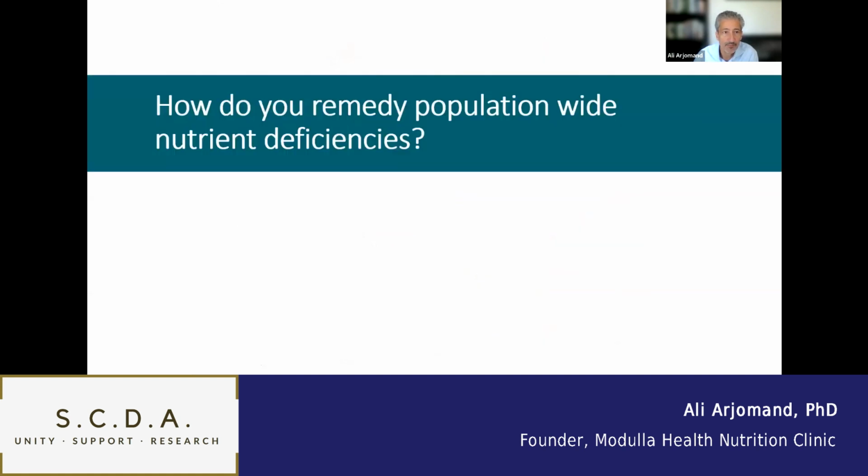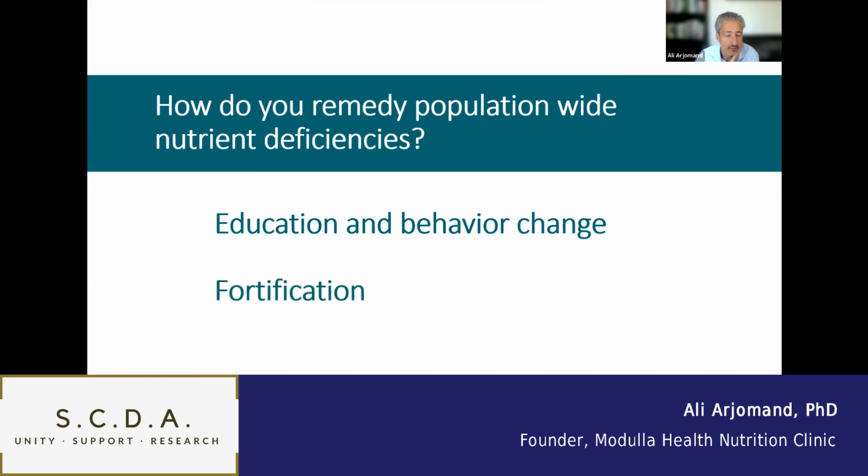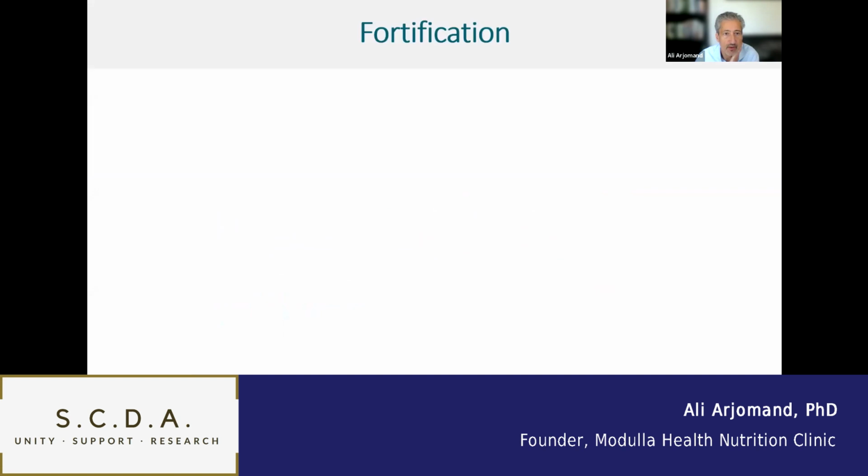So we want to move past this and really customize a diet that is appropriate for the population we're here to talk about, IBD. So how do you really remedy population-wide nutrient deficiencies, like I just showed you, the vegetables, the fibers, and the nutrients that are embedded in those vegetables, right? How do you remedy it at such a wide scale across the population? There are really two ideas you can introduce. One is through education and behavior change, which we know doesn't really work through the public sector. And the other one is fortification. So what is fortification?